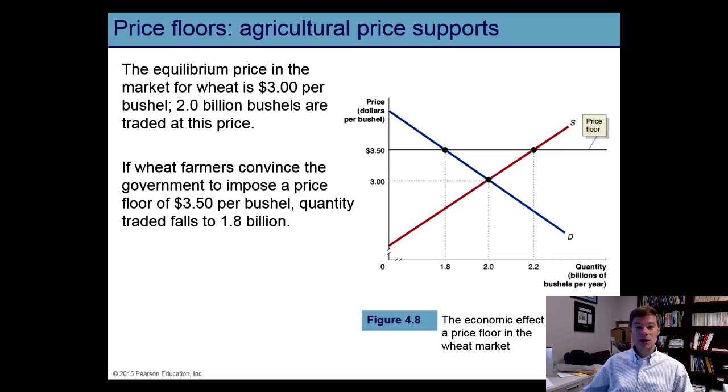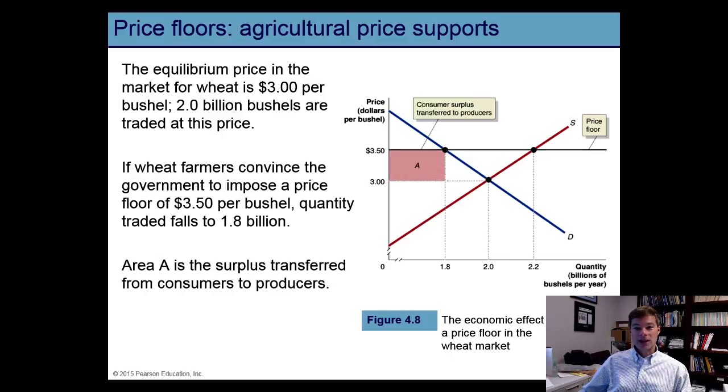Now let's consider a price floor. This is a price support designed to help farmers. In this example, we're going to suppose that the price floor is $3.50, and what this means is the price can't legally fall below that floor. When the price goes up, the amount of wheat demanded by consumers goes down, and the quantity of wheat supplied by farmers goes up. Farmers are willing to supply more wheat at the higher price, and consumers are not willing to buy as much wheat at the higher price.